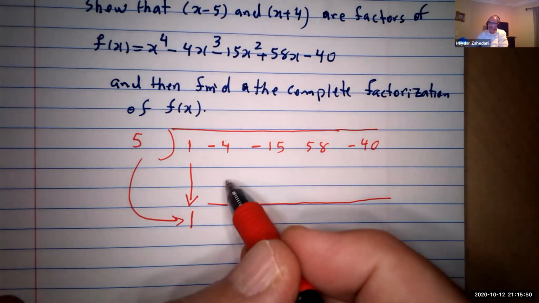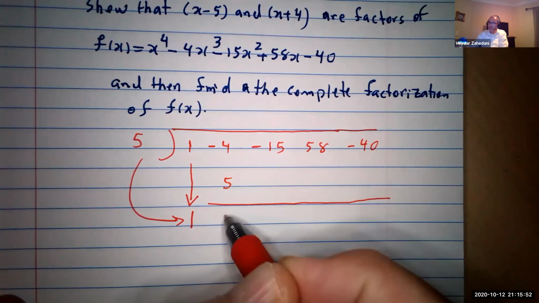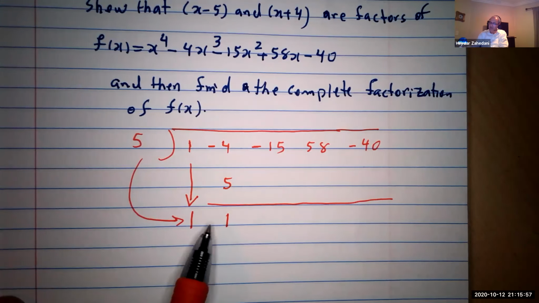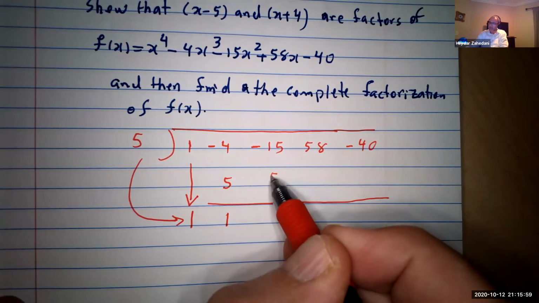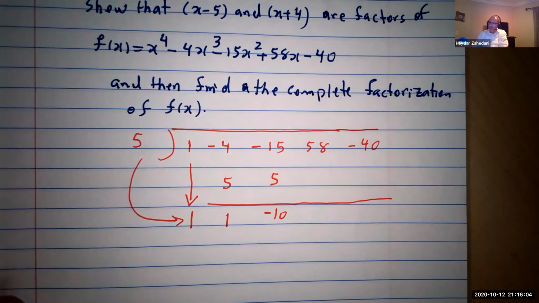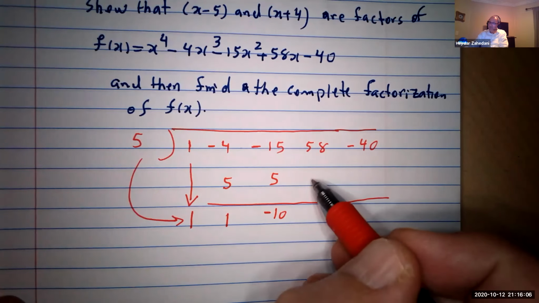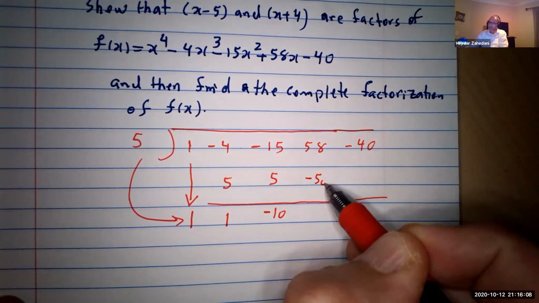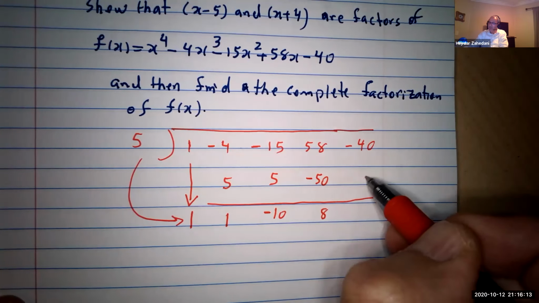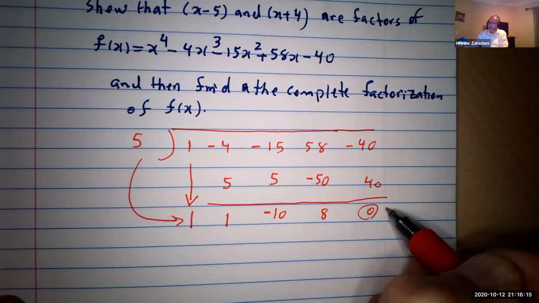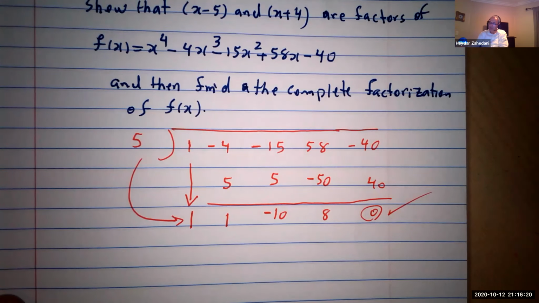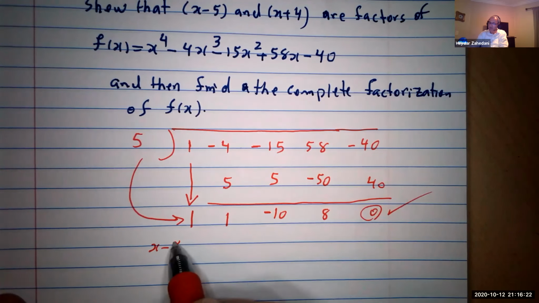5 times 1, 5. 5 times 1, 5. -10. 5 times -10 would be -50. 5 times 8, 40. 0. Yes, it's a factor. Okay, so x minus 5 is a factor.